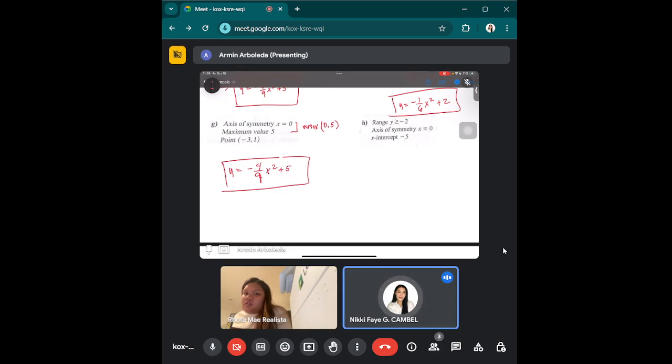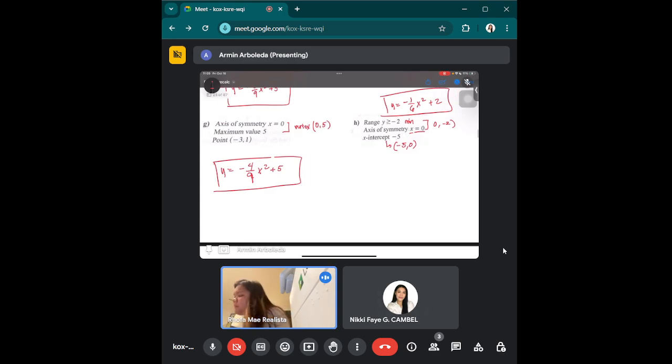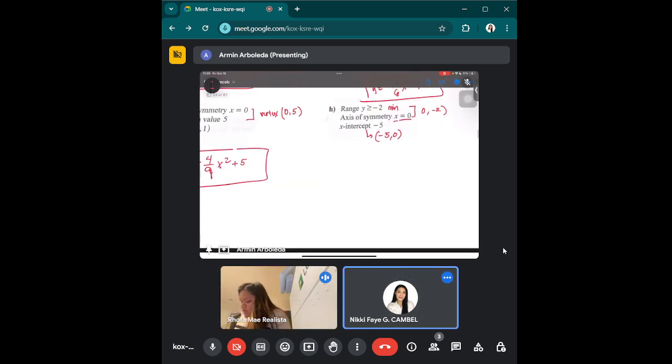Here you have a range that is a what? A minimum. Minimum of negative 2, and you also have the axis of symmetry at x equals 0. Then the vertex for here is going to be (0, negative 2). Okay, and the x-intercept is telling us we have a point at (negative 5, 0). And then, okay, when you solve this one.